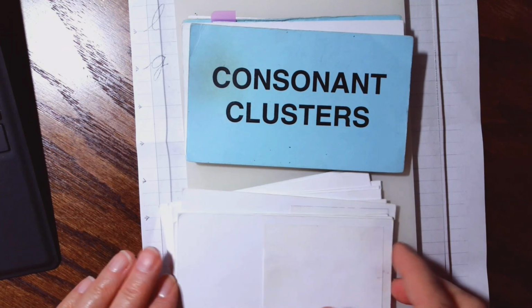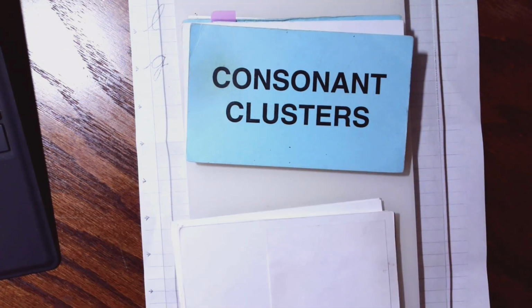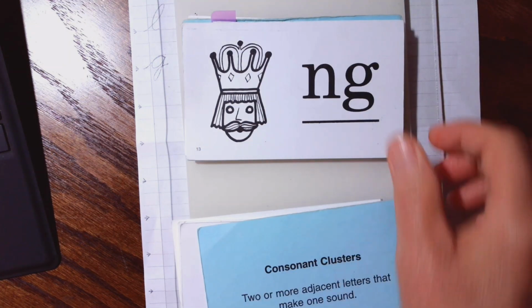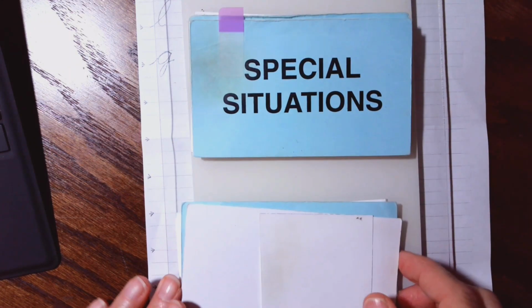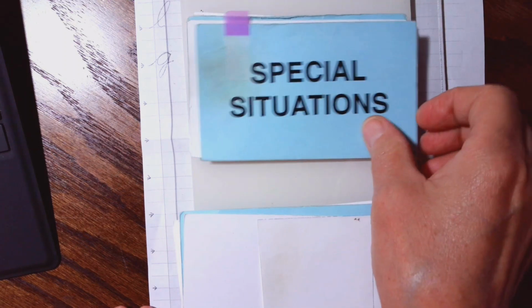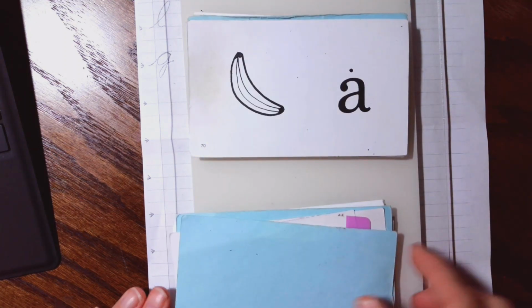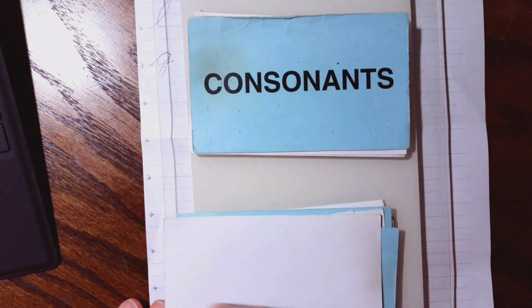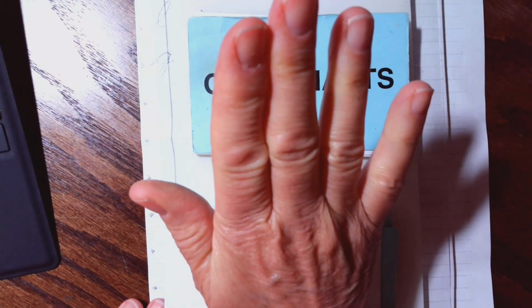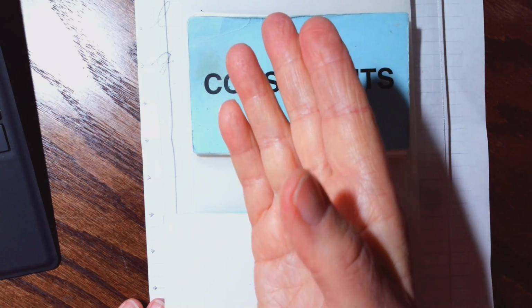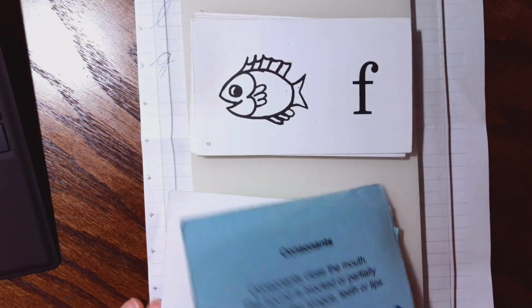Consonant clusters, two or more adjacent consonants that make one sound. NG king. Special situations are just special. A banana. Consonants close the mouth. The sound is blocked or partially blocked by the tongue, teeth, or lips.